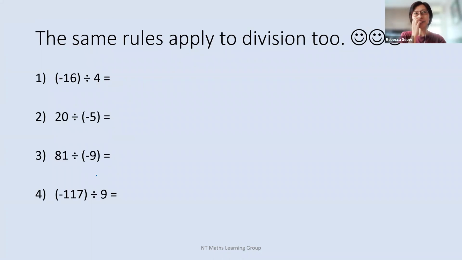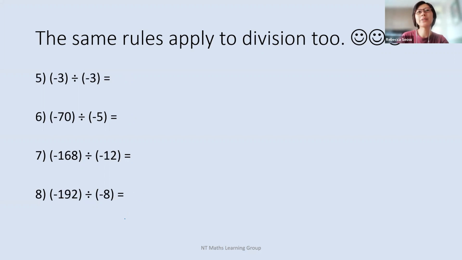Let's try these questions. The same applies to division. So we have negative 16 divided by 4. Answer will be negative 4. 20 divided by negative 5. Answer is negative 4. 81 divided by negative 9. Answer is negative 9. 117 divided by negative 9. Answer is negative 13.